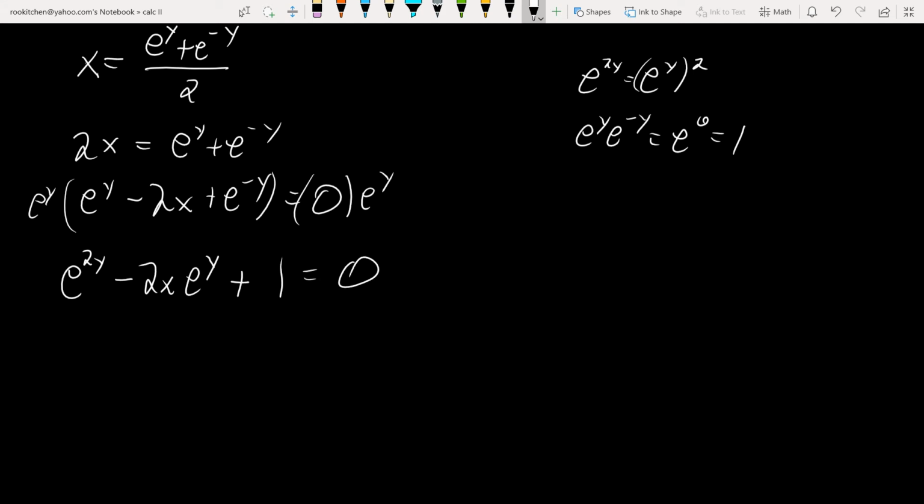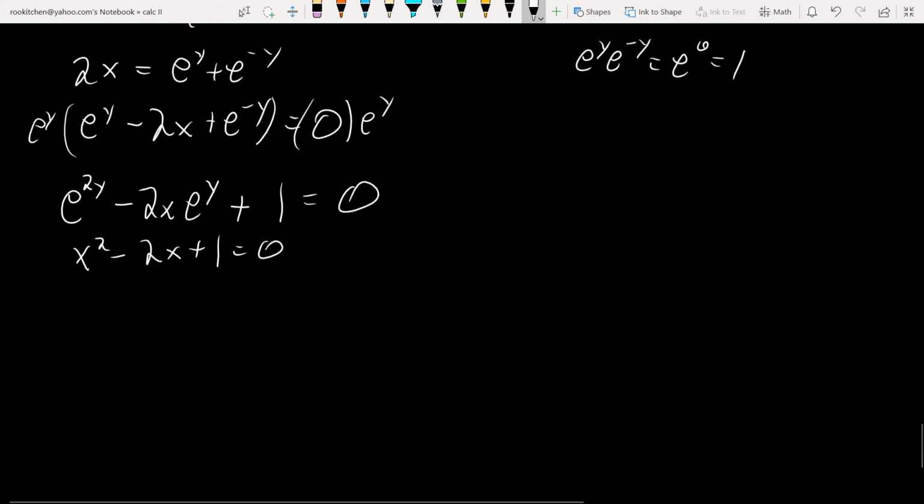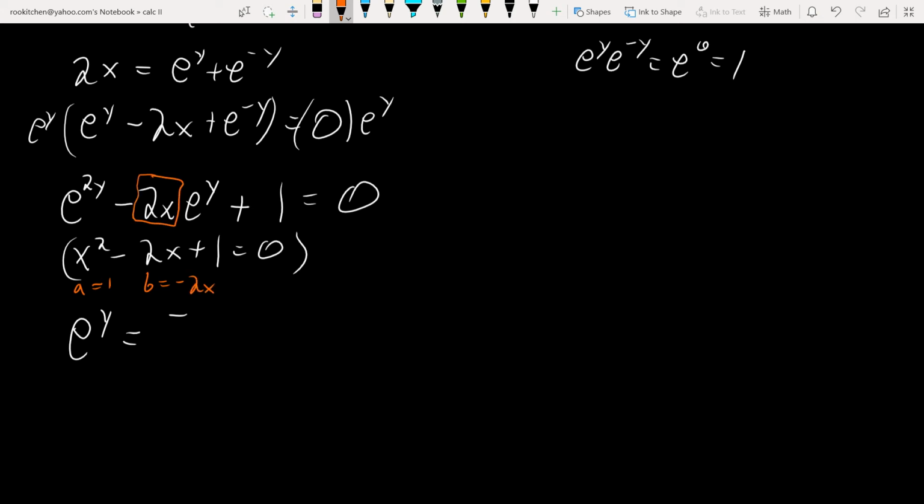And then you could pretend this is a quadratic, right? So it's kind of like x squared minus 2x plus 1 equals 0, and you're solving for e to the y instead of x. Right? So e to the y will be negative b. So what is a, b, and c? a is 1. b is negative 2x in this case. So it's not quite an equivalence to the quadratic. And then c is equal to 1.